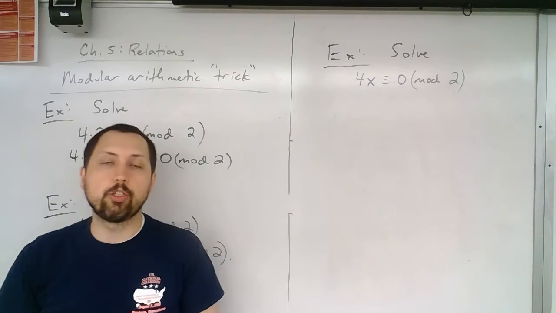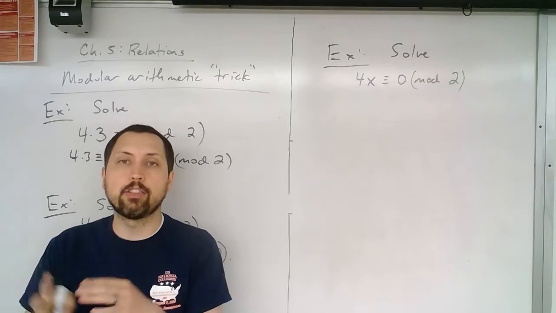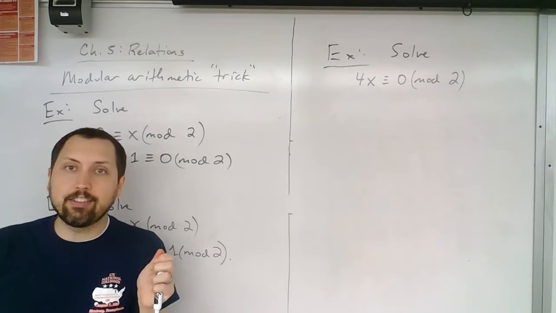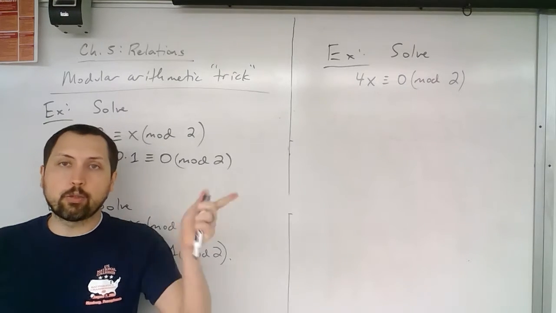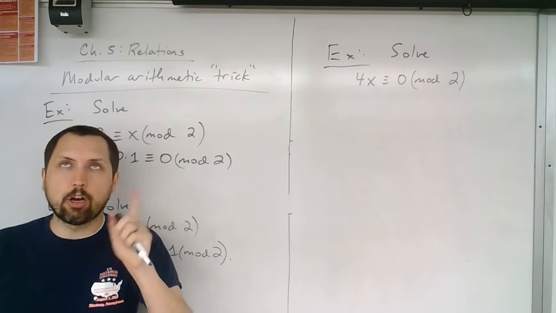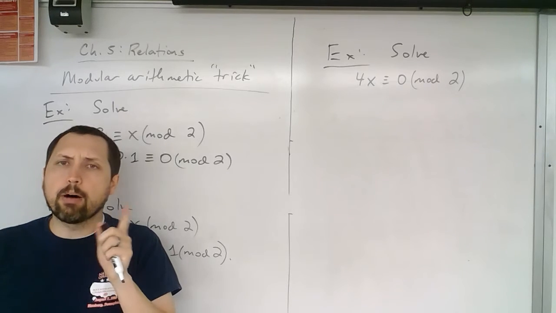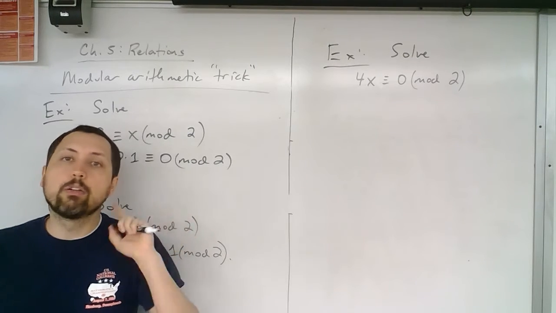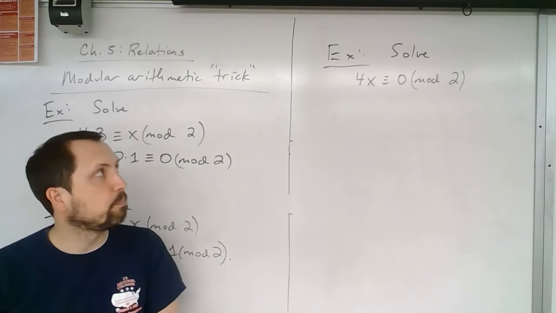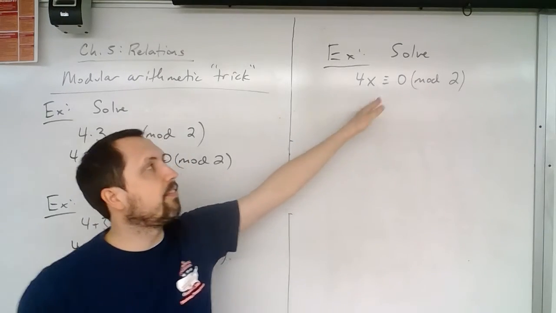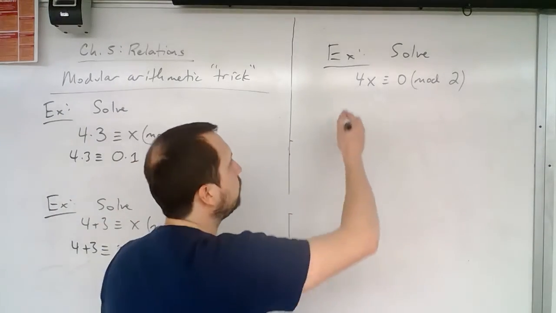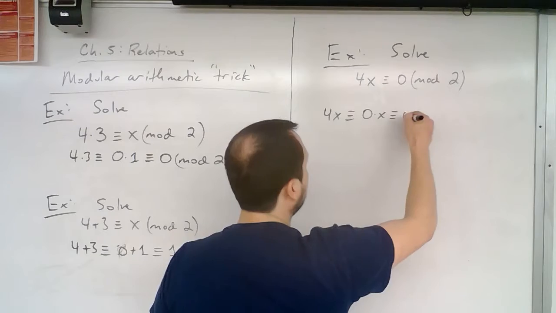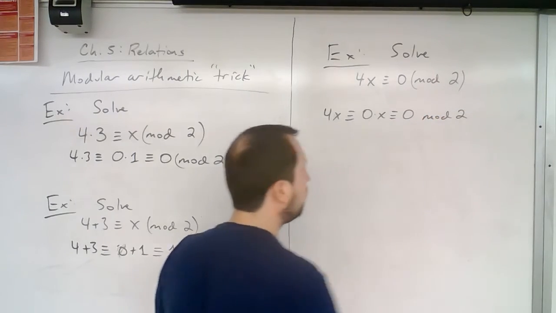Now, the reason that's really nice is when you start to work with gigantic numbers. So if I was to say, what is 25 times 158 mod 2? Well, 25 times 158, that's a really big number. But reduce those mod 2, you just are multiplying 1 times 0, you get 0. So it's really nice and easy when you're working with really large numbers. And the same thing is going to be true if the x is on the other side as well. So we could reduce these. So we have 4x is equivalent to 0 times x, which is equivalent to 0 mod 2.